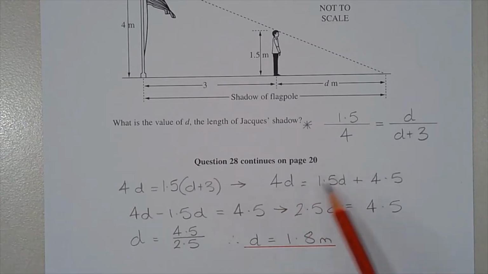Subtracting 1.5D from both sides, so collecting the like terms, we have 4D minus 1.5D is equal to 4.5. And 4D minus 1.5D is equal to 2.5D, and that equals 4.5. Dividing both sides by 2.5, we have D is equal to 4.5 over 2.5. And evaluating that fraction, we have D is equal to 1.8 metres.